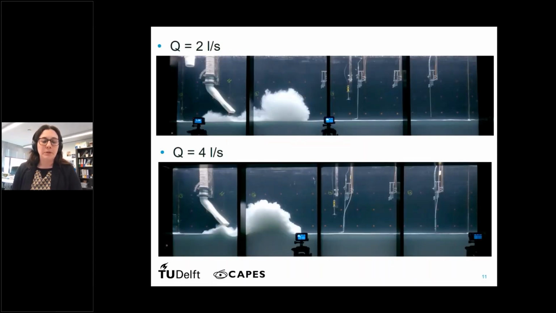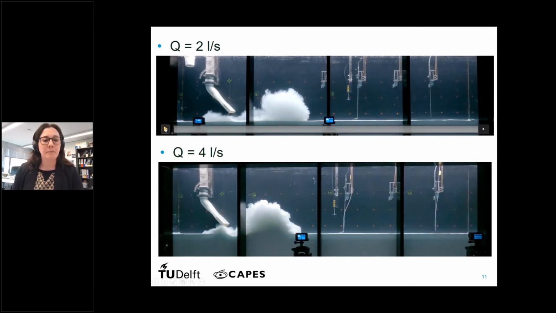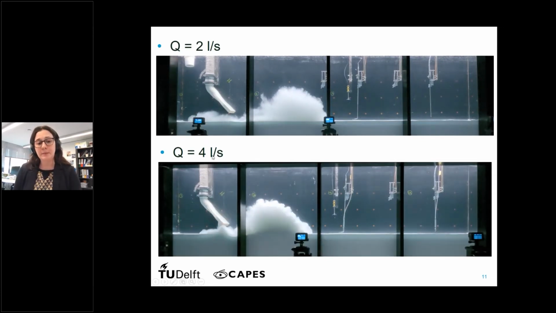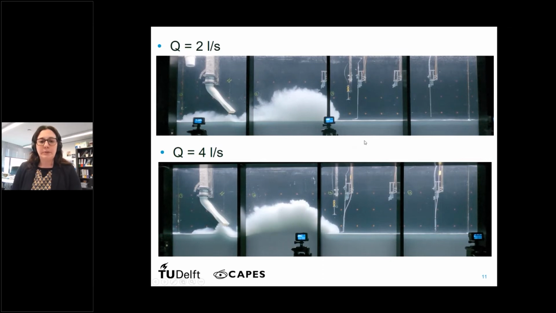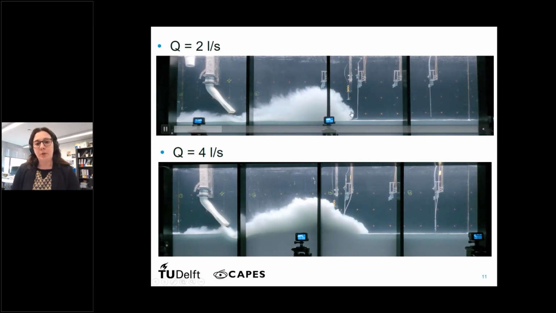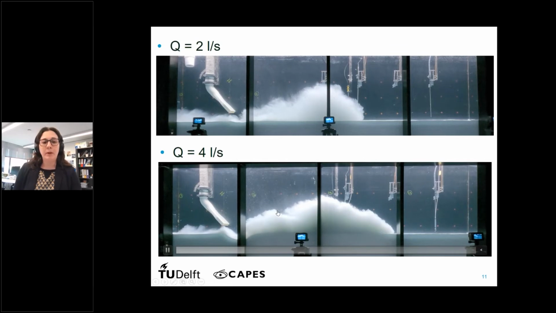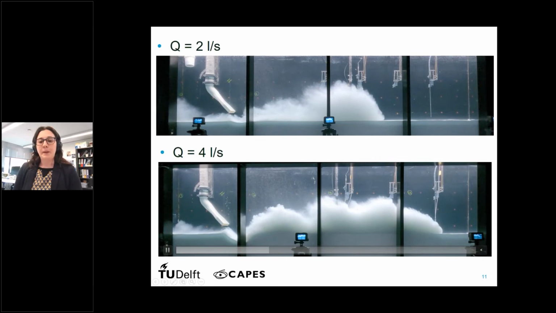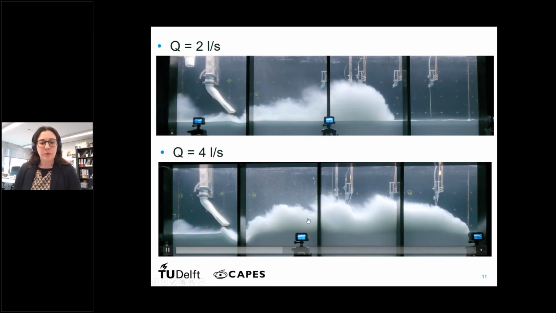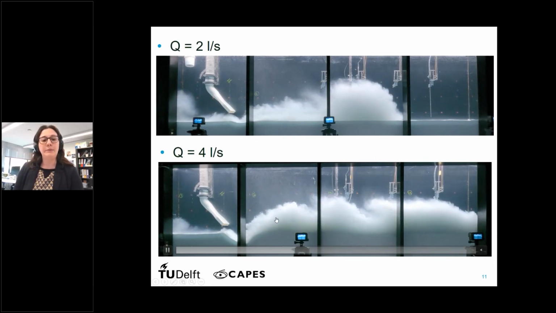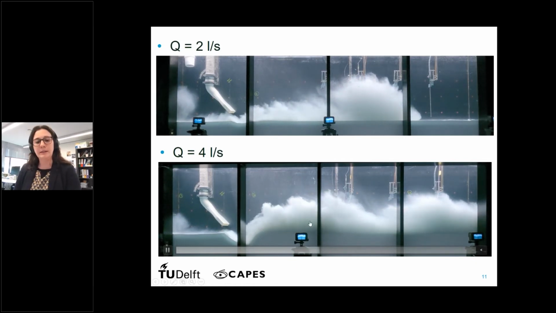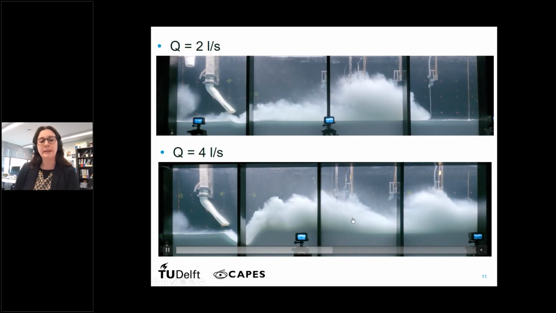To show the preliminary results, I will start with these two videos. So these are two different cases for 2 liters per second and 4 liters per second. So here you can already see that these flows, they behave differently. The bottom case has a higher velocity, higher concentrations. And what I also would like you to notice is that at the first moments of the experiment, this suspension rapidly evolves to a turbidity current.